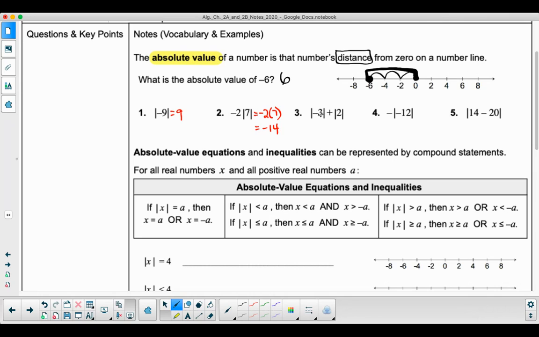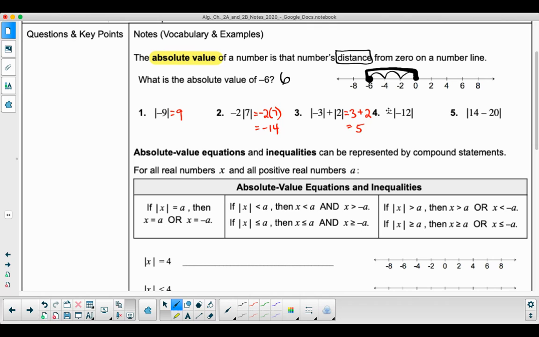Here, if you're adding two absolute values, again, order of operations, do what's inside of the grouping symbols first. Absolute value bars are grouping symbols. Absolute value of -3 is 3 units from 0. Absolute value of 2 is 2 units from 0, so this is just 3 plus 2, which is 5.